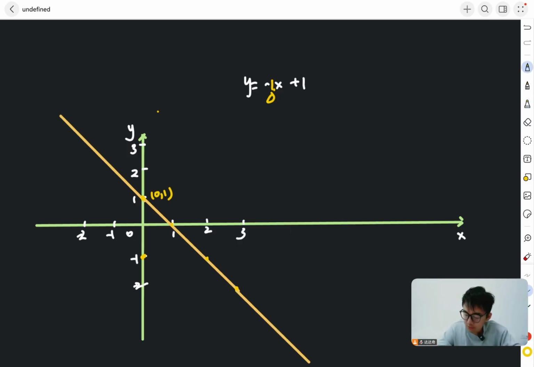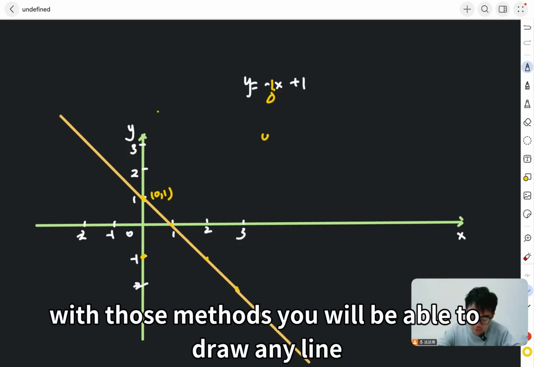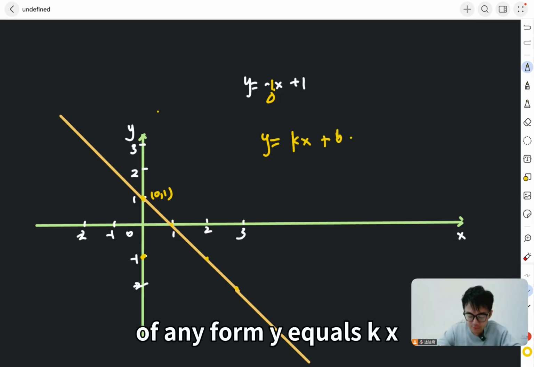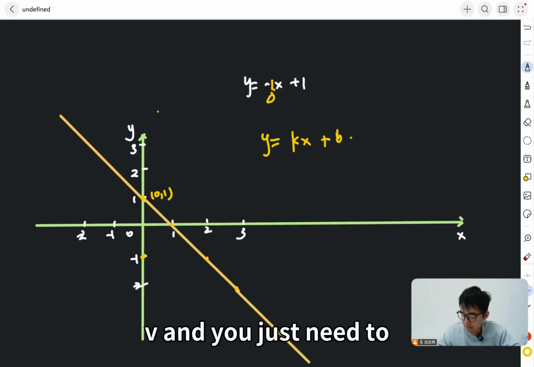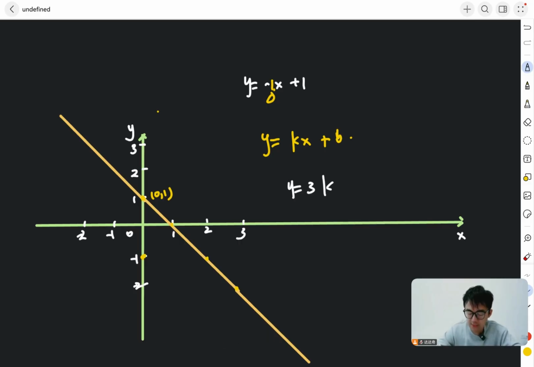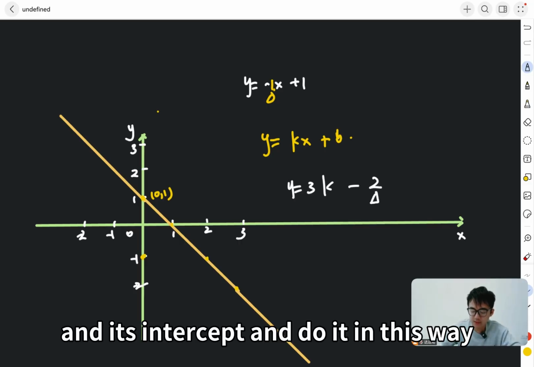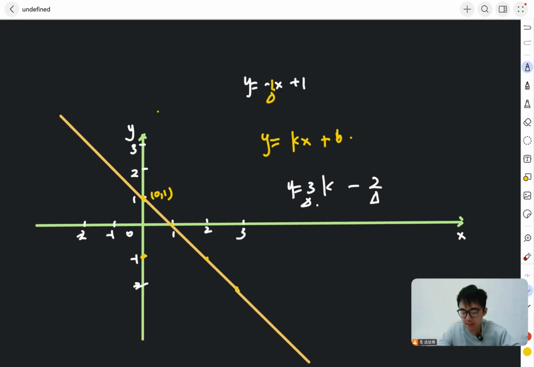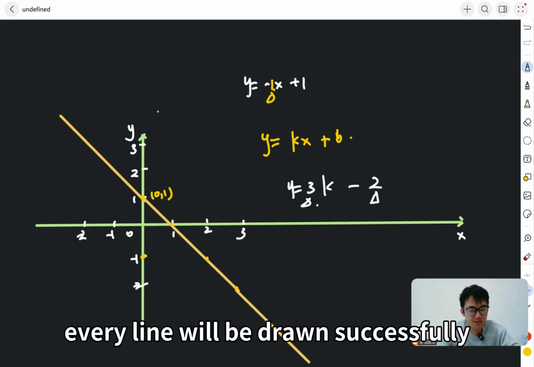So with those methods, you will be able to draw any line of the form y equals kx plus b. You just need to figure out its slope and its intercept, and do it in this way. Every line will be drawn successfully.